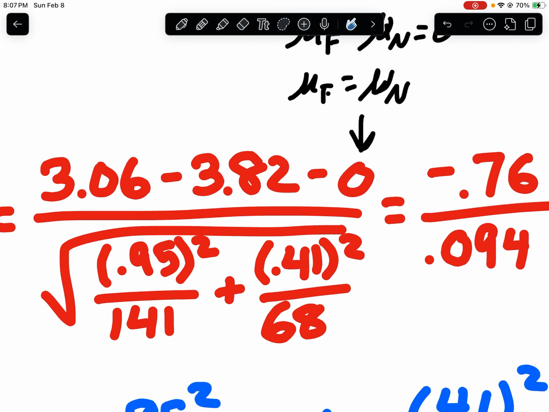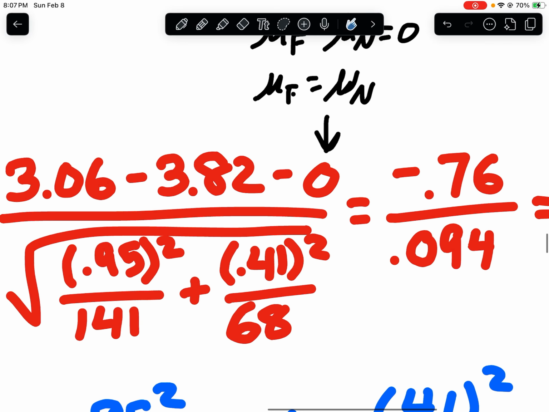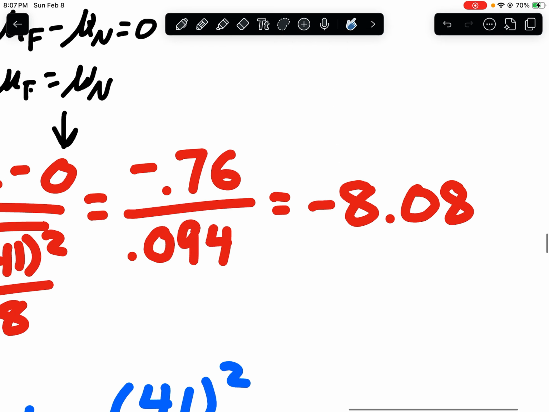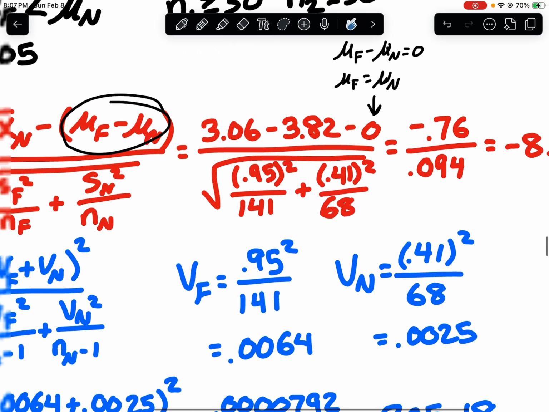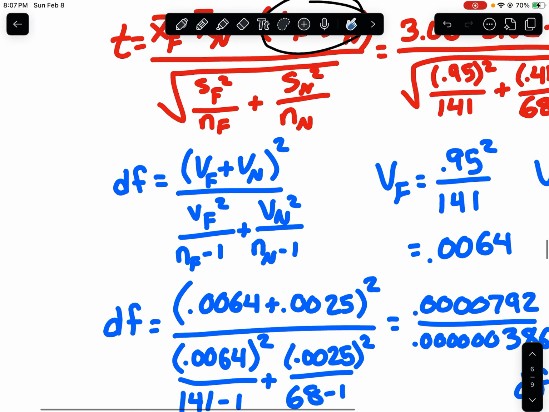Again, if it helps, pause this and write things down and make sure you have everything. But that top part should be negative 0.76, and the whole bottom part should be 0.094, which if we divide those, we get negative 8.08 for a t-value. And now some of you might already be getting a little ahead of me here, and that's okay.